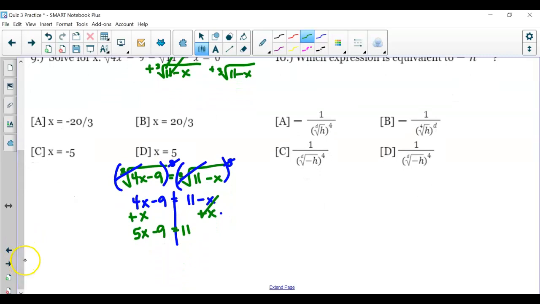Now we can just continue solving our two-step here. Add 9 to both sides. So now 5x is equal to 20 and divide now by 5. And here you get x is equal to, oops, sorry about that, I just realized our answer wasn't here. So x is equal to 4.